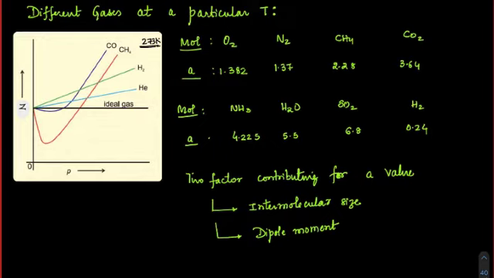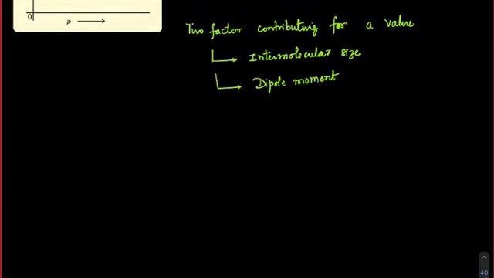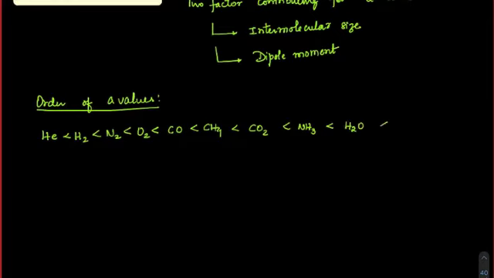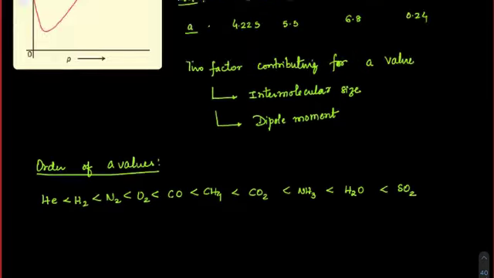Based on the values, I can make an order of a values. If you check this out, I can say that helium has the least, then compared to H2, then nitrogen, oxygen, carbon monoxide, then CH4, then CO2, NH3, then we have H2O, then SO2. Correct? Usually, any of the four or five could be asked.